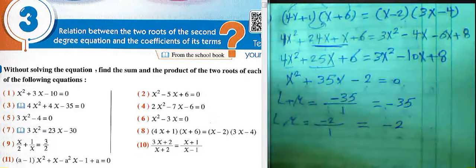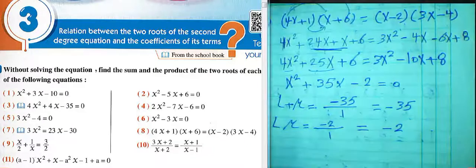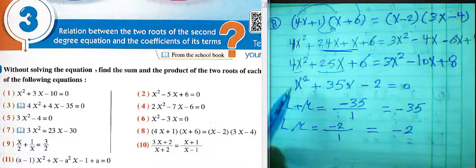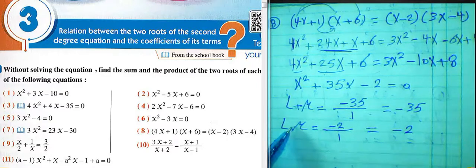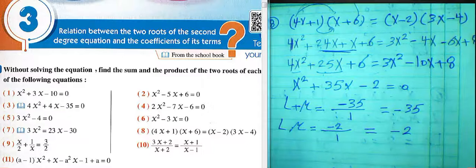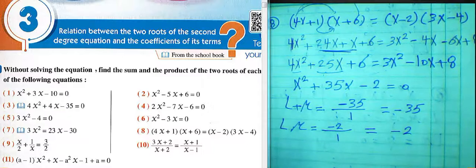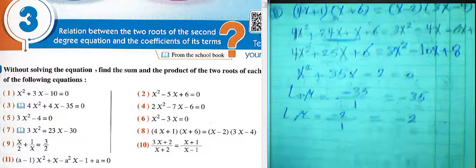It's easy for you. You must know the rule to solve any equation. Okay, it's the rule between L and M, the sum and product. So we must simplify the equation first. Okay, it's easy. Okay, we will be moving now to number 9.